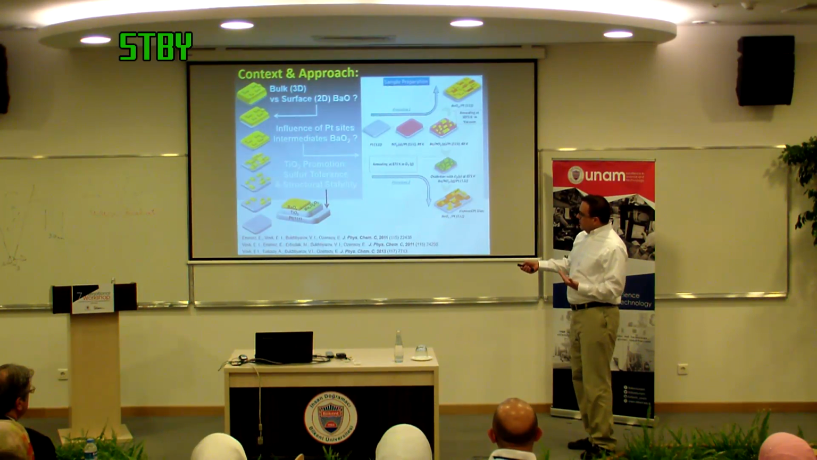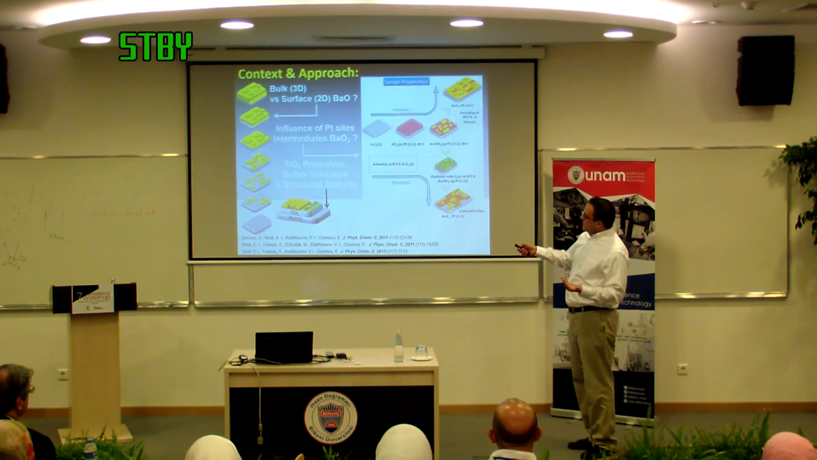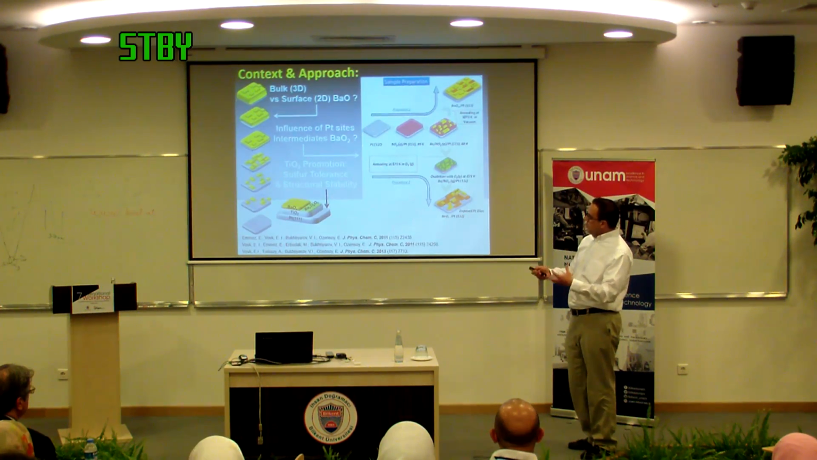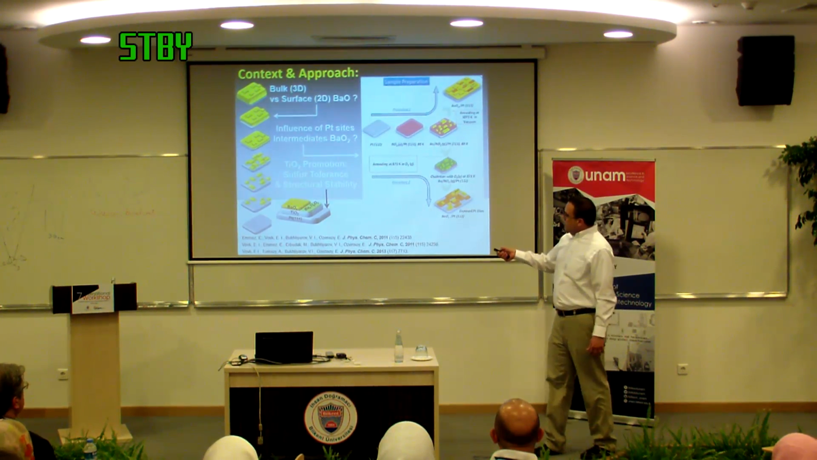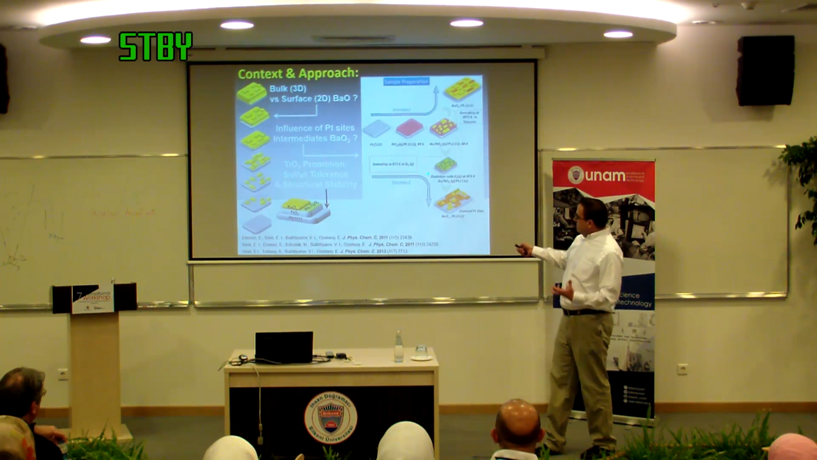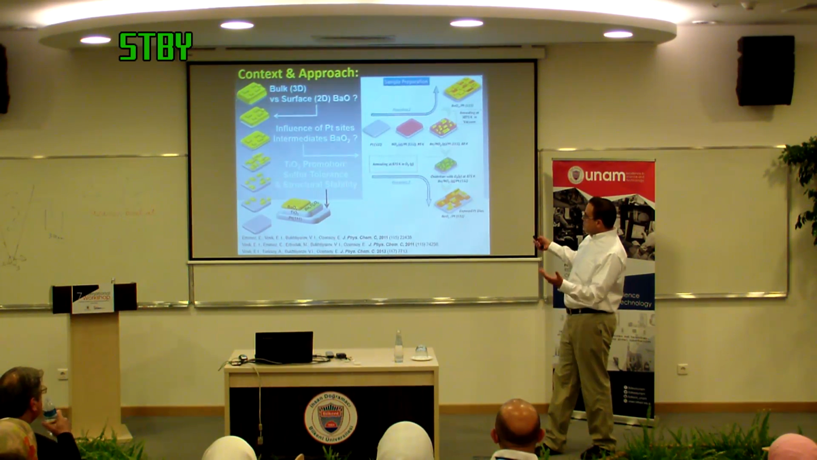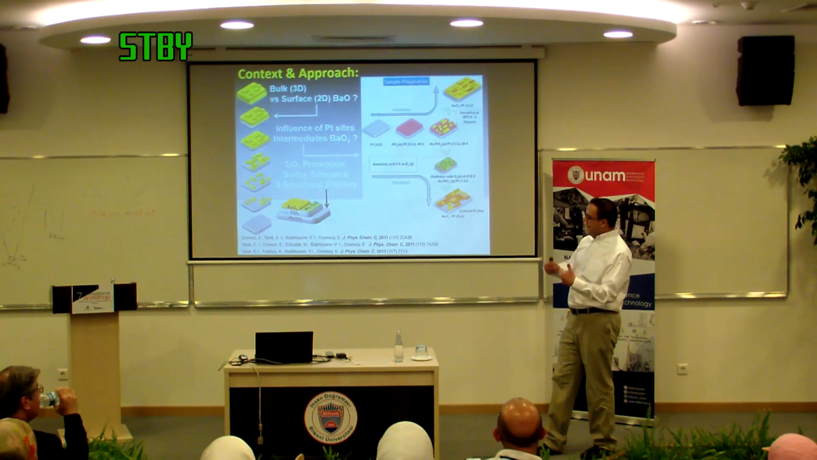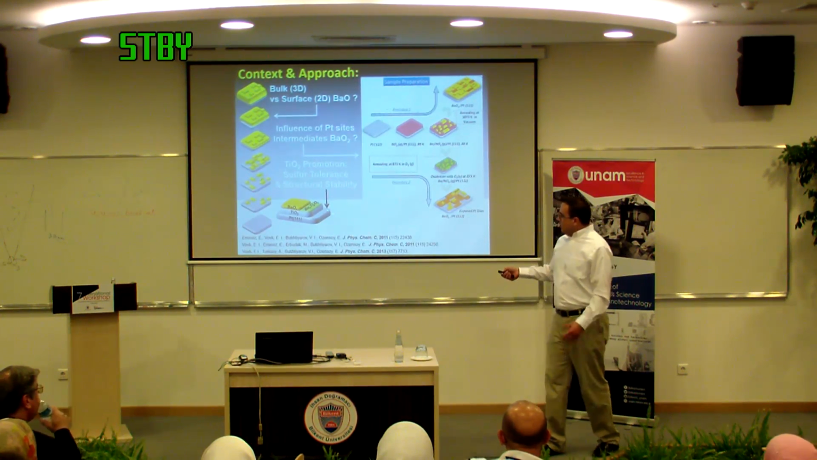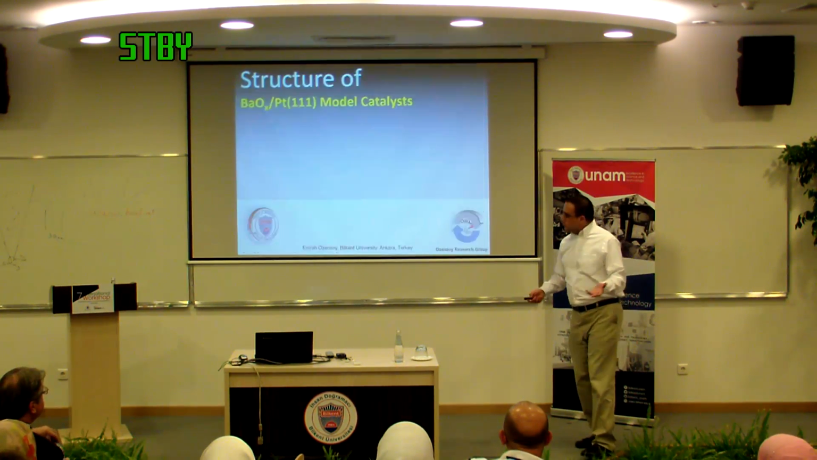So for instance, we want to understand some of the important questions. What is the effect of particle size of these barium oxide particles? What happens if they're 2D, 3D, the particle size effect? What about intermediates? Can you form intermediate species like peroxide? How do they affect the mechanism of NOx absorption and release? What about other metal oxide promoters and so forth?